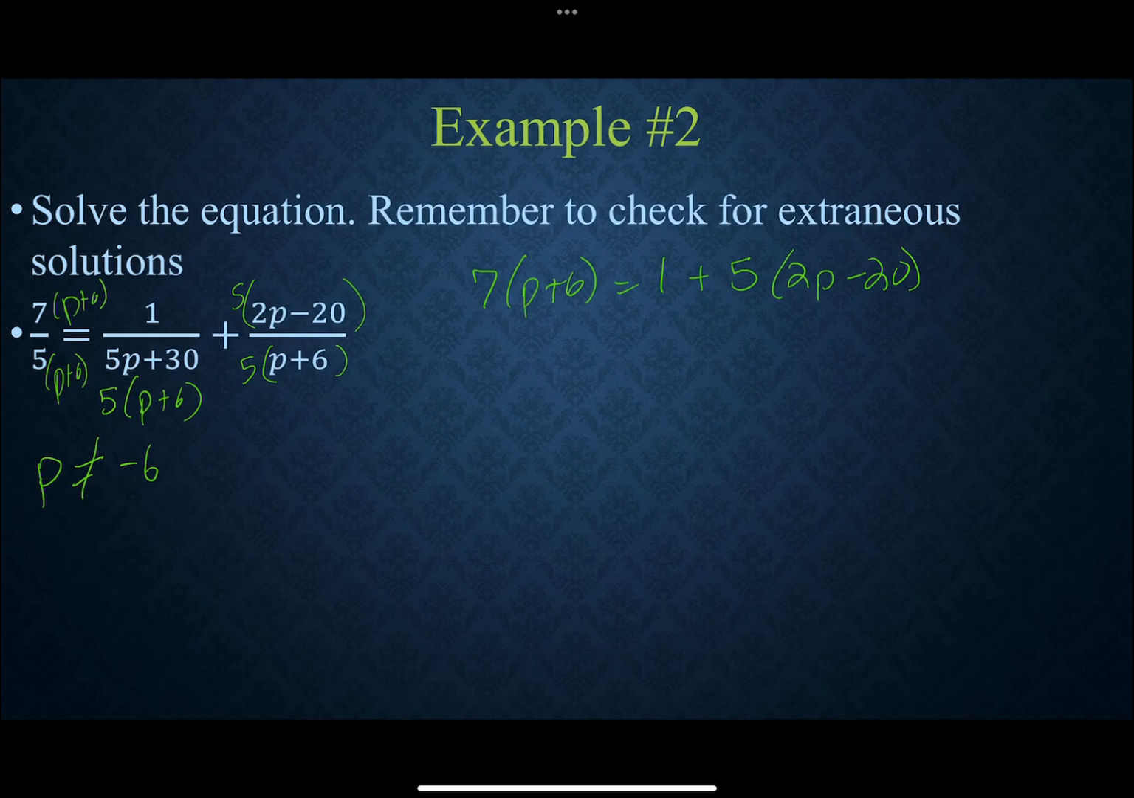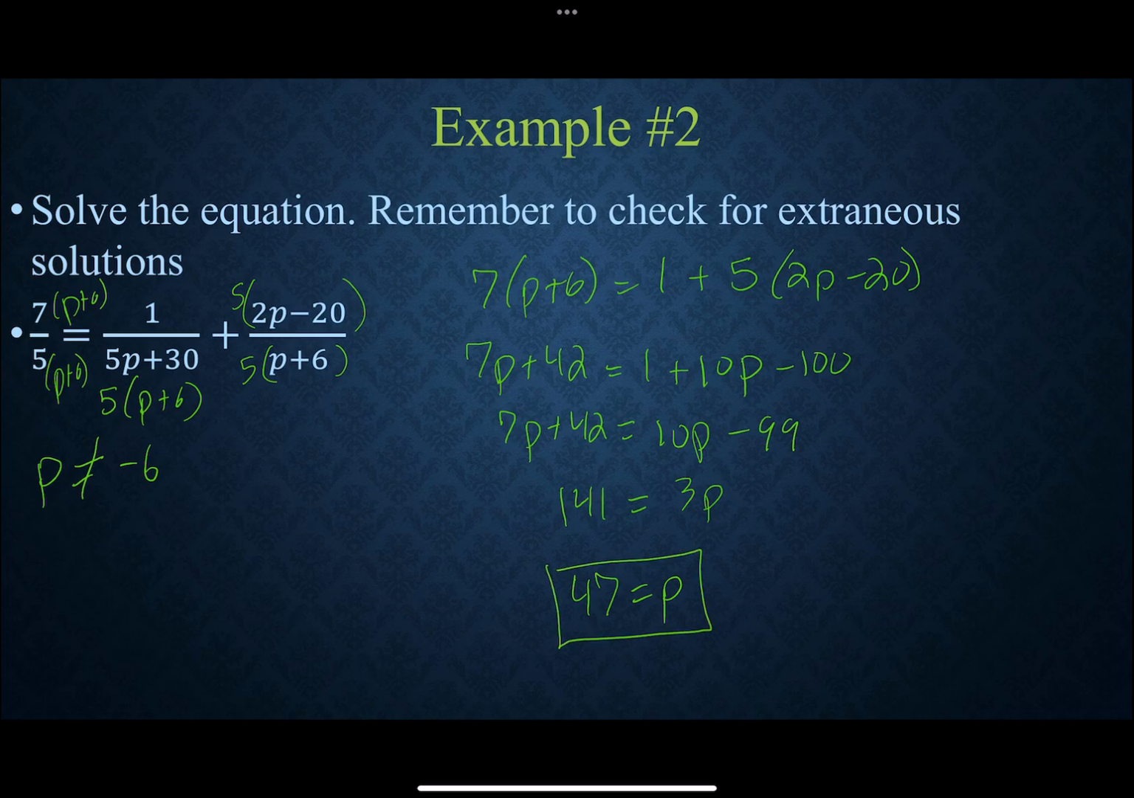Alright, so we just distribute and solve, so we get 7p plus 42 equals 1 plus 10p minus 100. We're again looking to combine like terms, so this becomes 10p minus 99. If I add the 99 over, I get 141. If I subtract the 7 over, I get a 3. And then when I divide the 141 by 3, it goes into it perfectly, and I get 47. Which again, does not match the excluded value, so we know it's good to go.